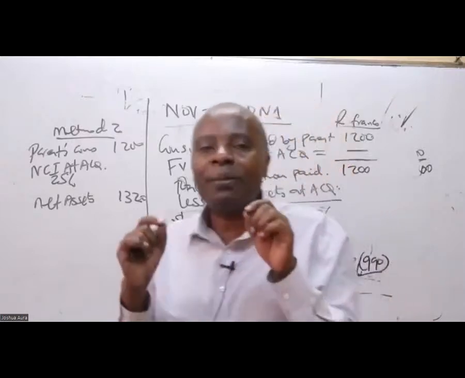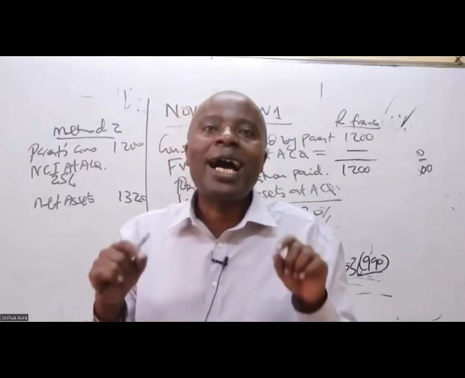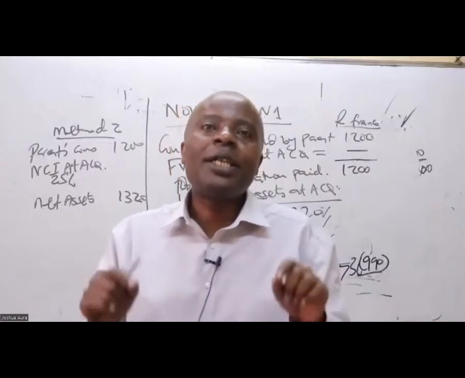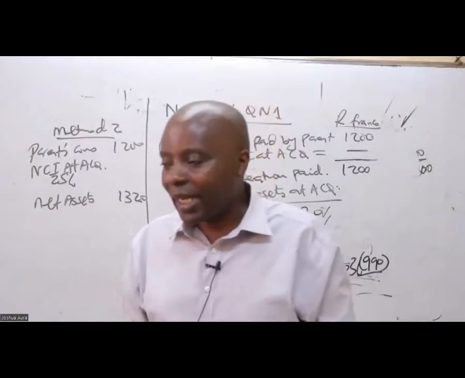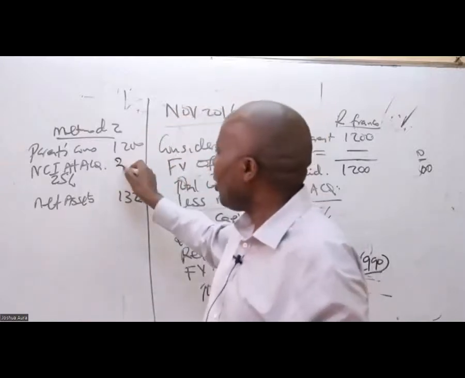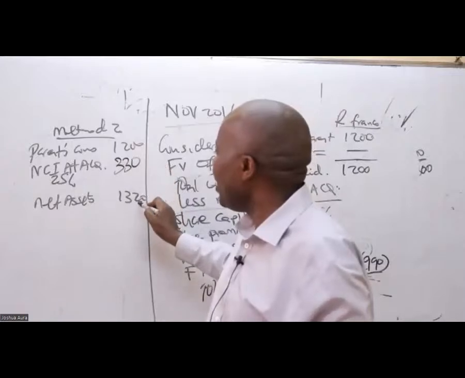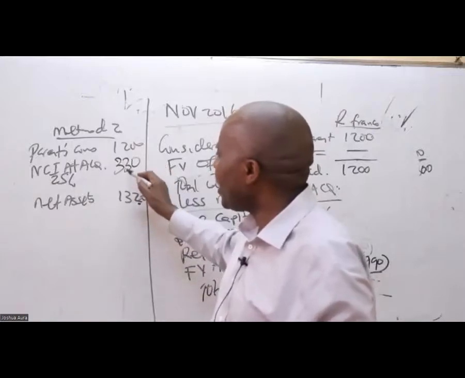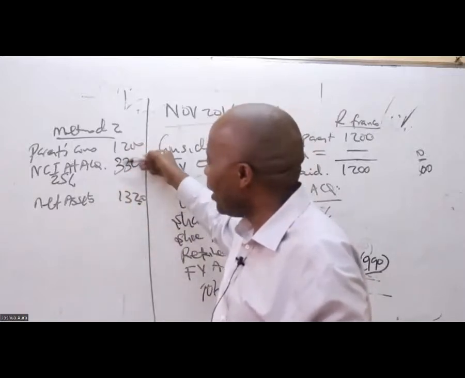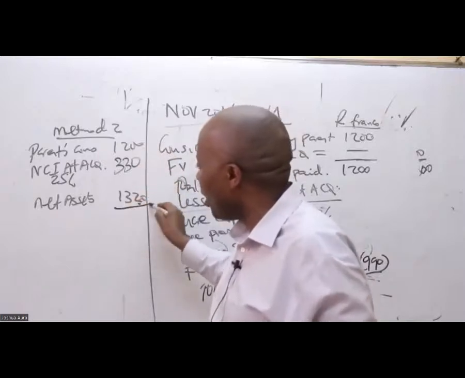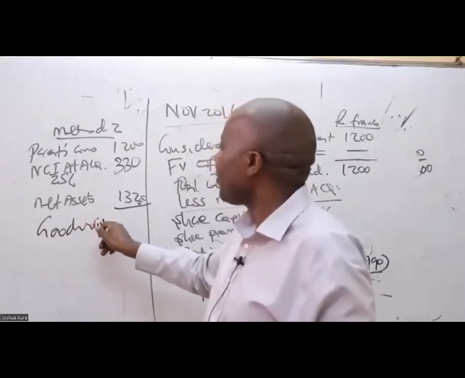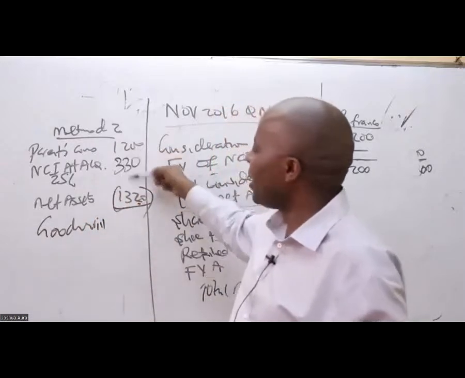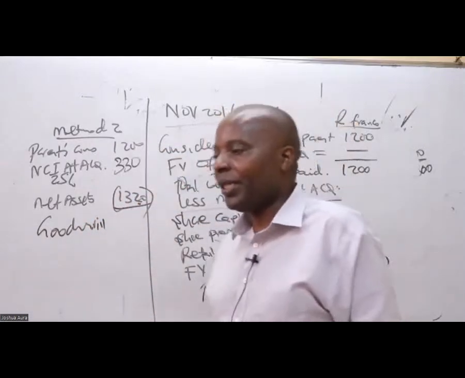Remember, they told you that NCI is to be valued at its proportionate share of the net assets. 330. So now if he does this, this is now the percentage. This is now full, because the ones I have are full, so this also becomes full. If you subtract, you will get the goodwill the same. You will get goodwill by taking this plus this minus this. What will you get?